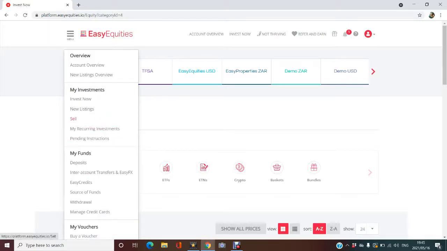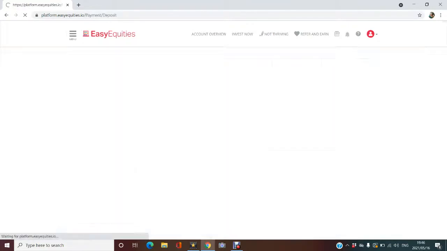Obviously, with sell, you would have seen it shows you the price it sells at and the price you buy at, so you can buy and you can sell. I'm not going to go through that because I think it's fairly easy. Deposits, this is where you actually want to now put in money.